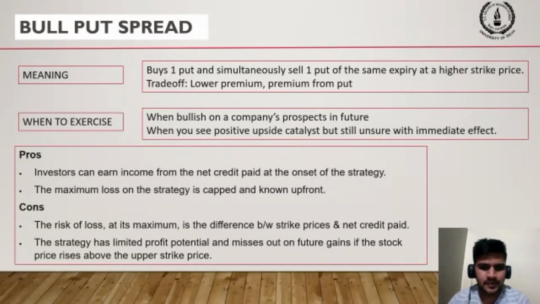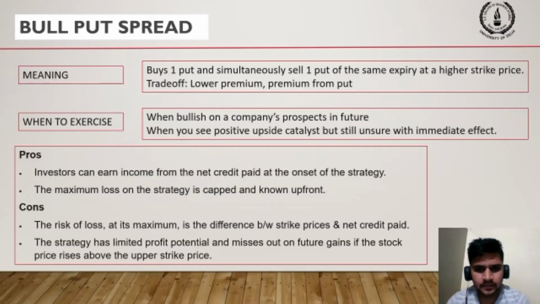So a bull put spread basically consists of two put options. First, an investor buys one put option and pays a premium. At the same time, the investor sells a second put option with a strike price that is higher than the one they purchased. Okay, so receiving a premium for that sale. All right. So note that both the options will have the same expiration date.